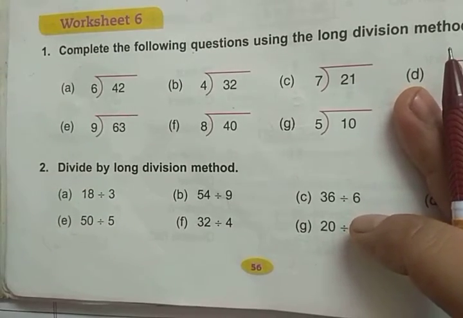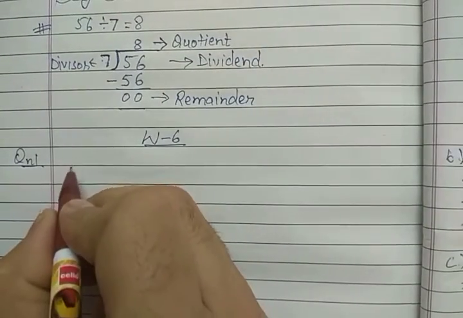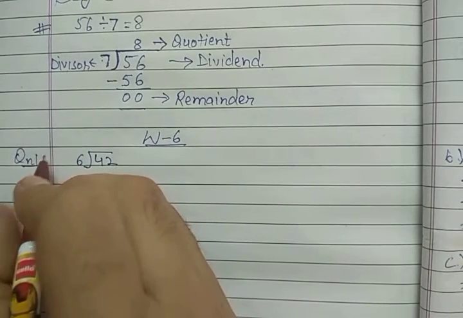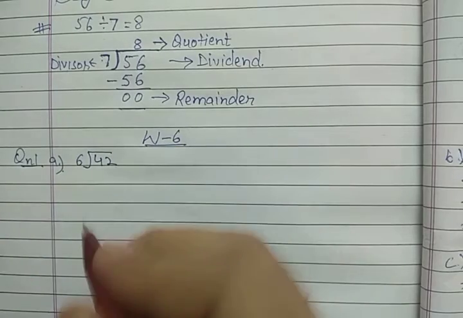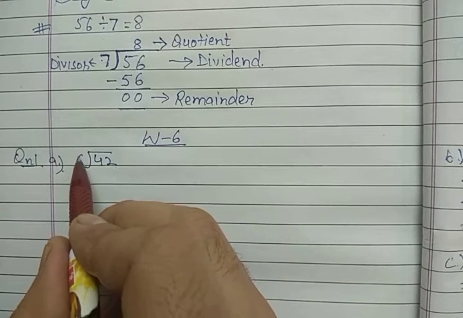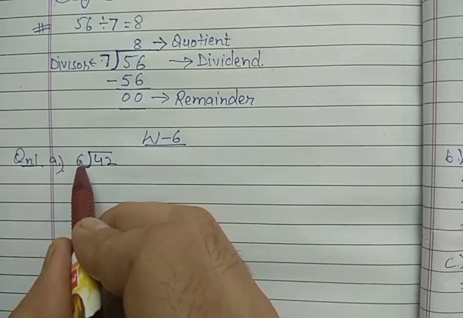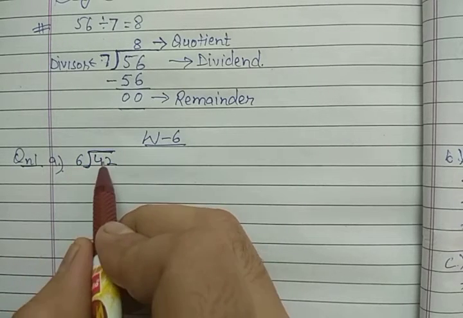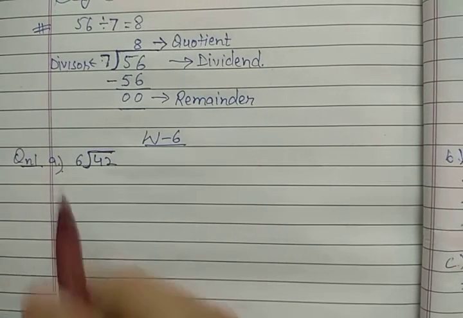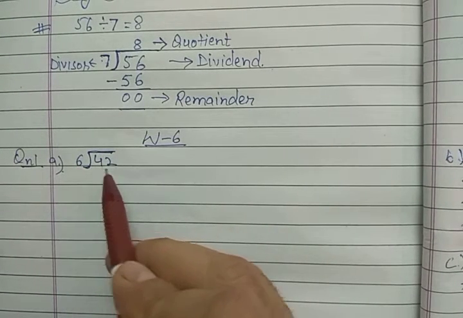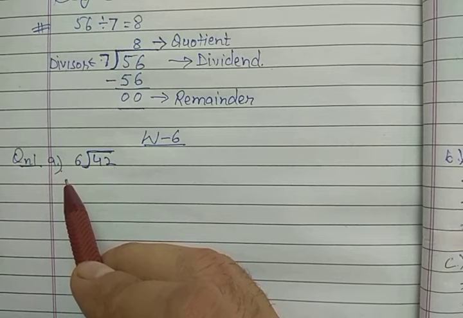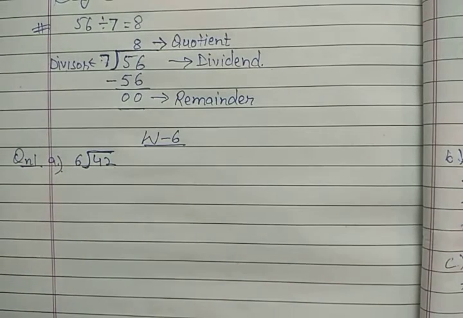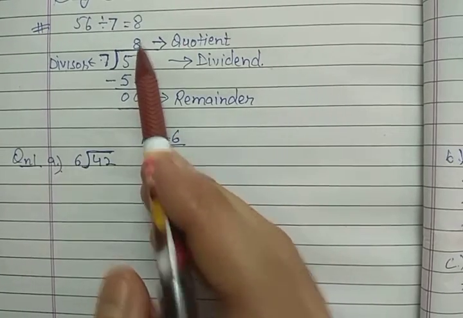So first question is 42 divided by 6. This is the A part. Now here the divisor is what is outside, and what is inside is called the dividend. So we have to recite the table of the divisor till the dividend. So we have to recite the table of 6 till 42. So we know that 6 7s are 42. So now where will we write the quotient? I have already told you where to write the quotient, above.